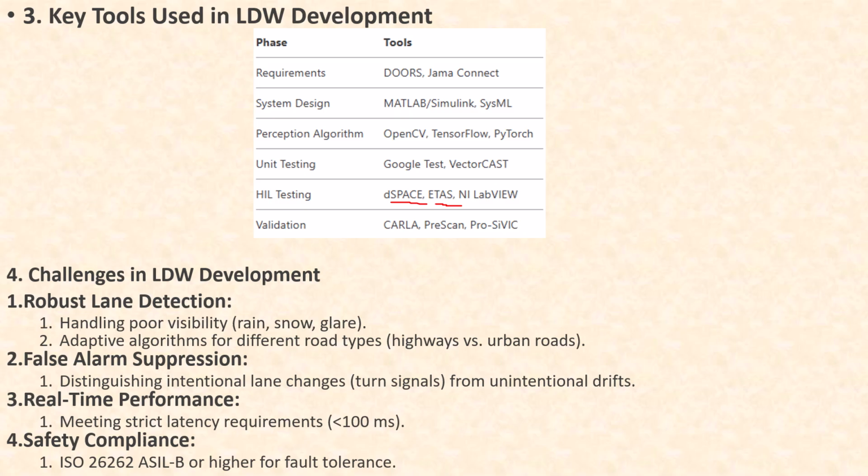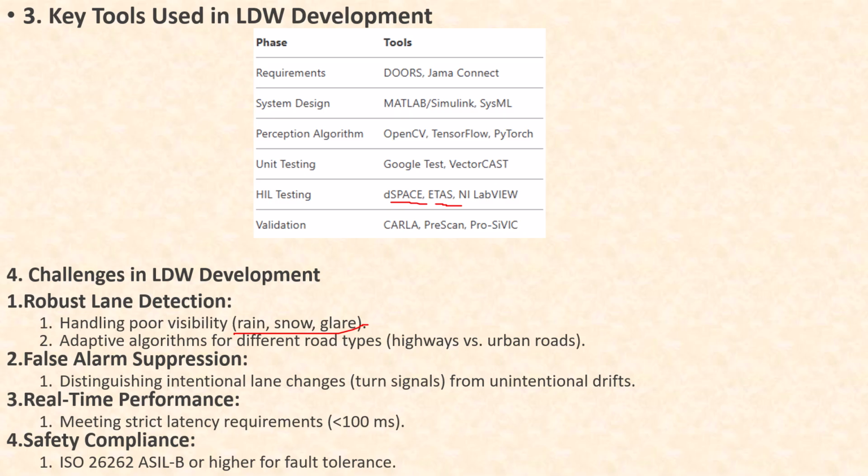Okay. Next, what are the main challenges in LDW deployment? The biggest challenge is handling poor visibility. This is exactly why many OEMs take the cars to remote places, some extreme temperature places, to test the efficacy of the functionality. Then, adaptive algorithms for different road types. For example, you develop an algorithm for a highway. Will the same algorithm be useful for an urban road? This is the main challenge.